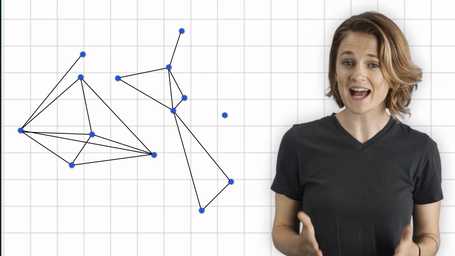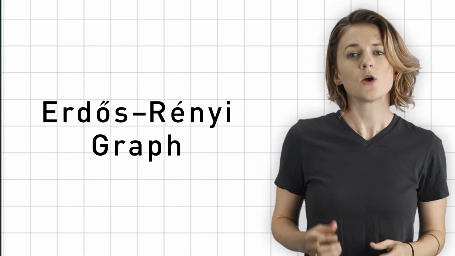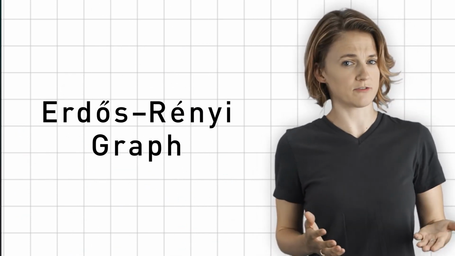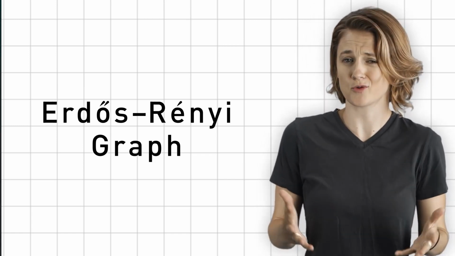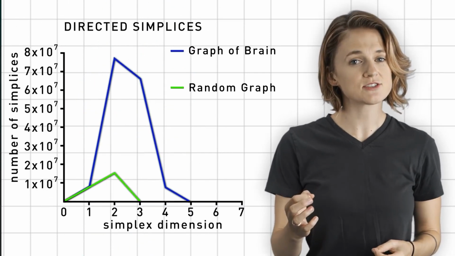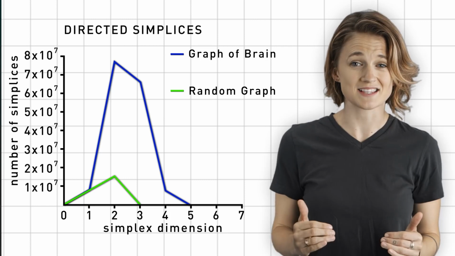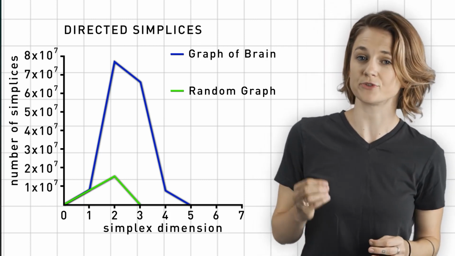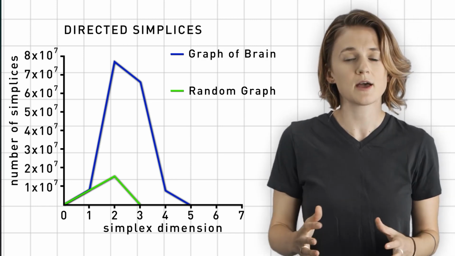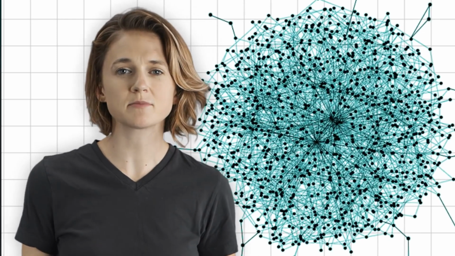Well, they checked exactly that. They built a random graph, called an Erdős-Rényi graph, with the same number of neurons, or vertices, and the same average connectivity. It's basically the graph of a random brain. And this shows the number of directed simplices of each dimension within it. There's way less, which is a good indication that all the simplices within the actual neural graphs aren't just noise, but an important organizing feature. In a static picture of the brain's structure, there are a surprising number of simplices.